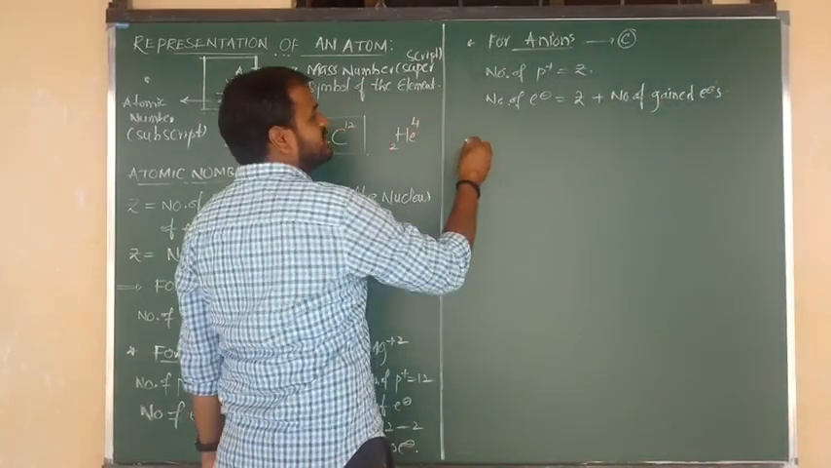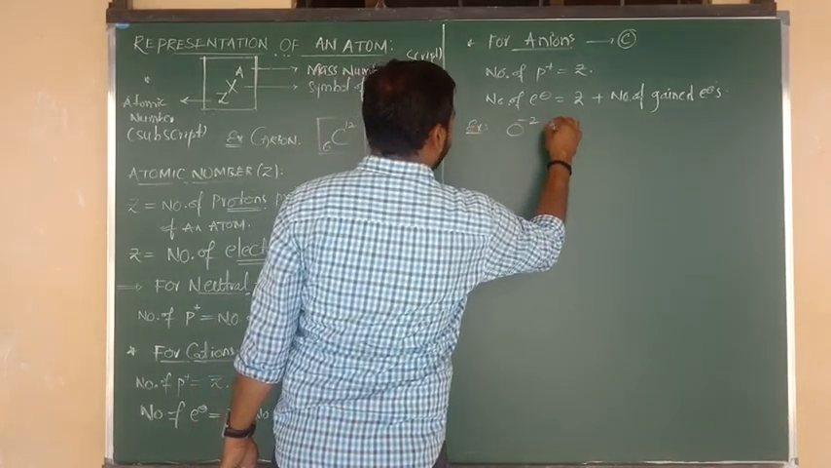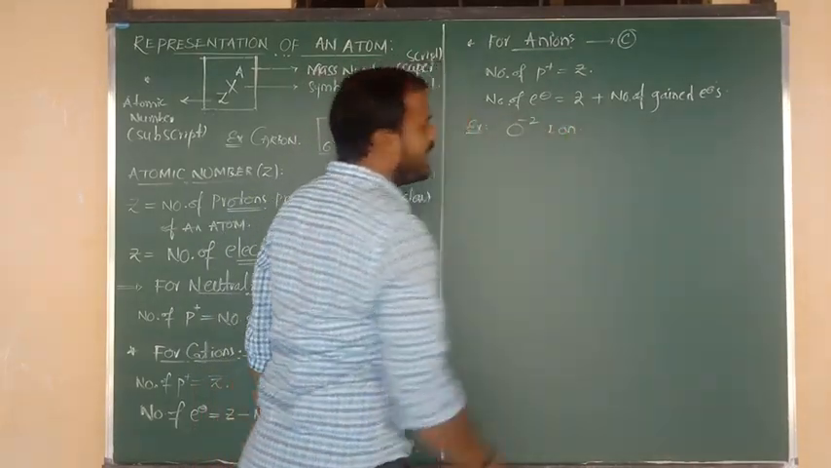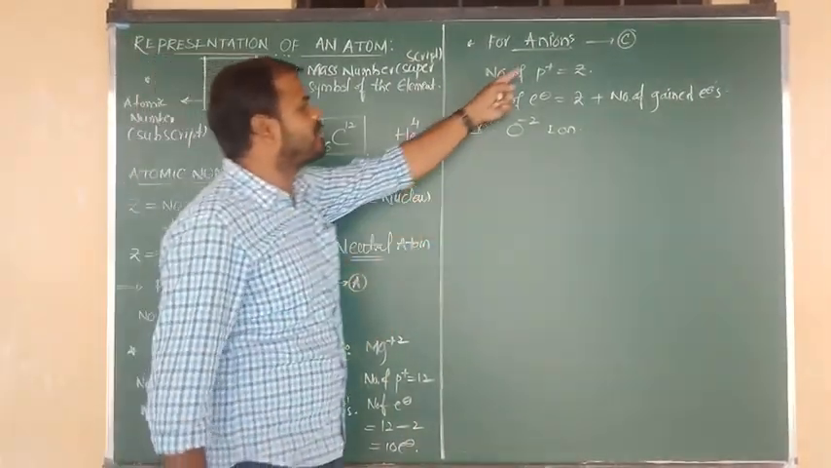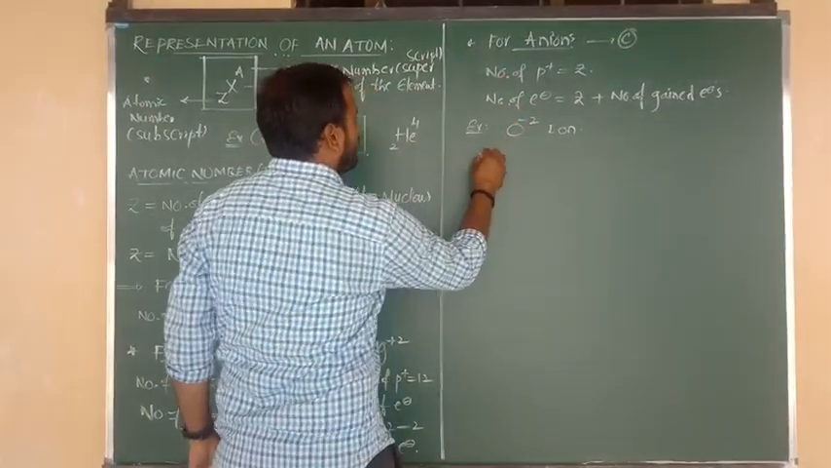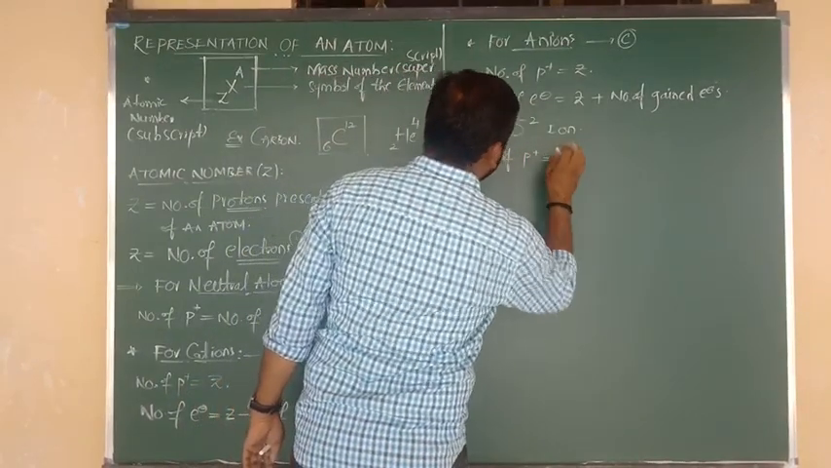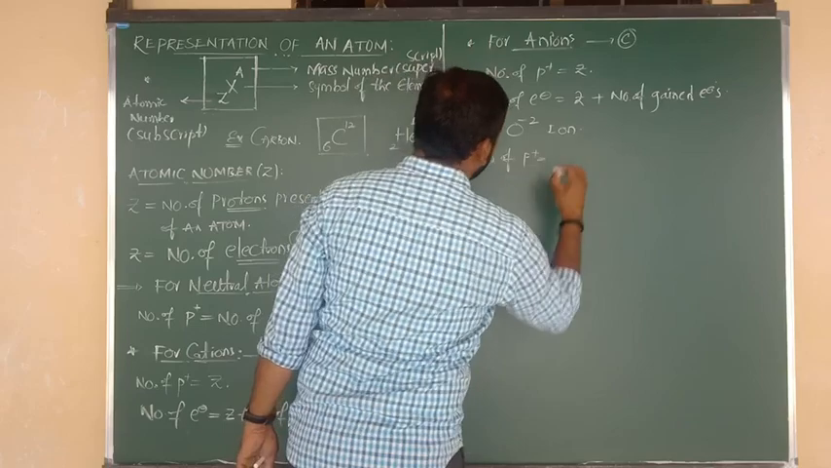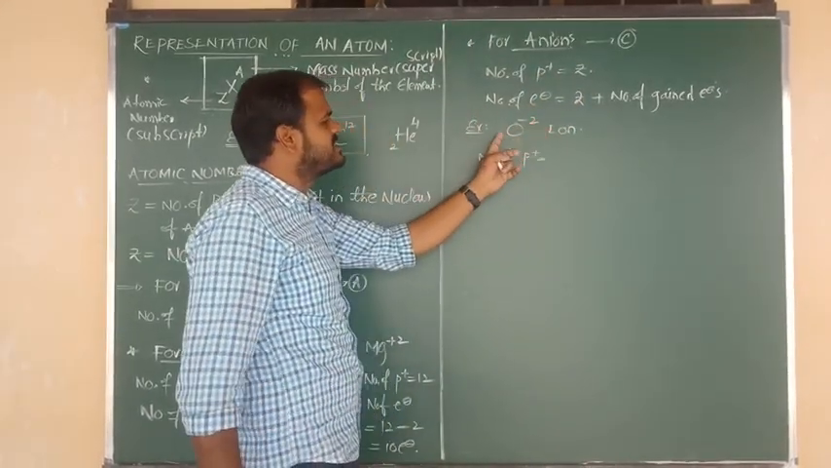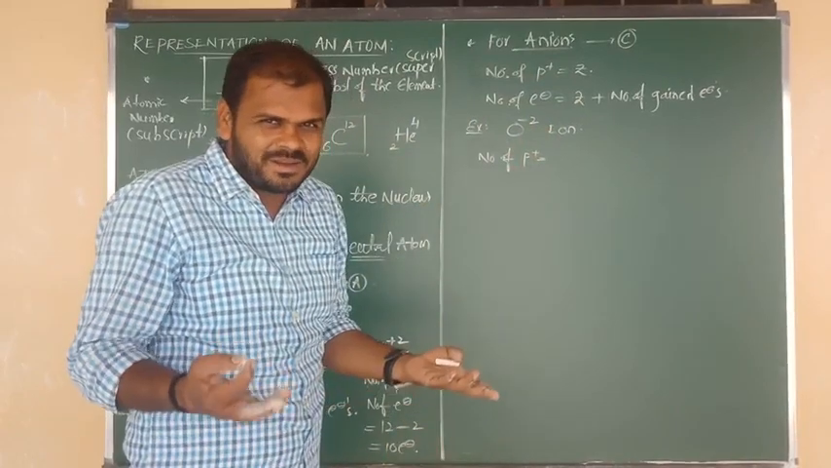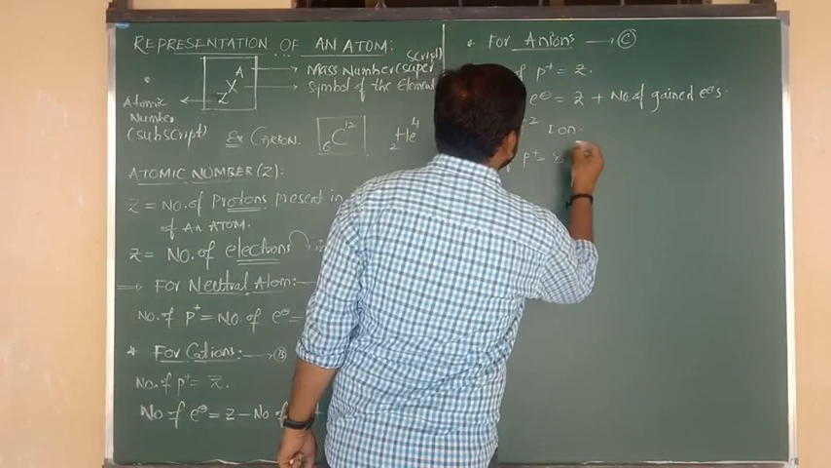Let me consider one example. Suppose the example is the O minus 2 ion, the oxide anion. Now we have to calculate the protons and electrons. Let me go for the number of protons. Number of protons, P plus, is equal to Z, the oxygen Z value. The atomic number is 8. So the number of protons in O minus 2 is 8.